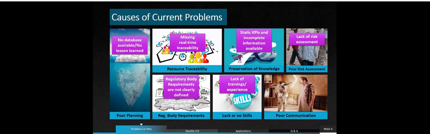Our KPIs are very static. The problem is we don't get real-time data. For example, if we ask someone to provide us the data, they will ask what type of data we want, from January to December or July to June. So this is the problem.